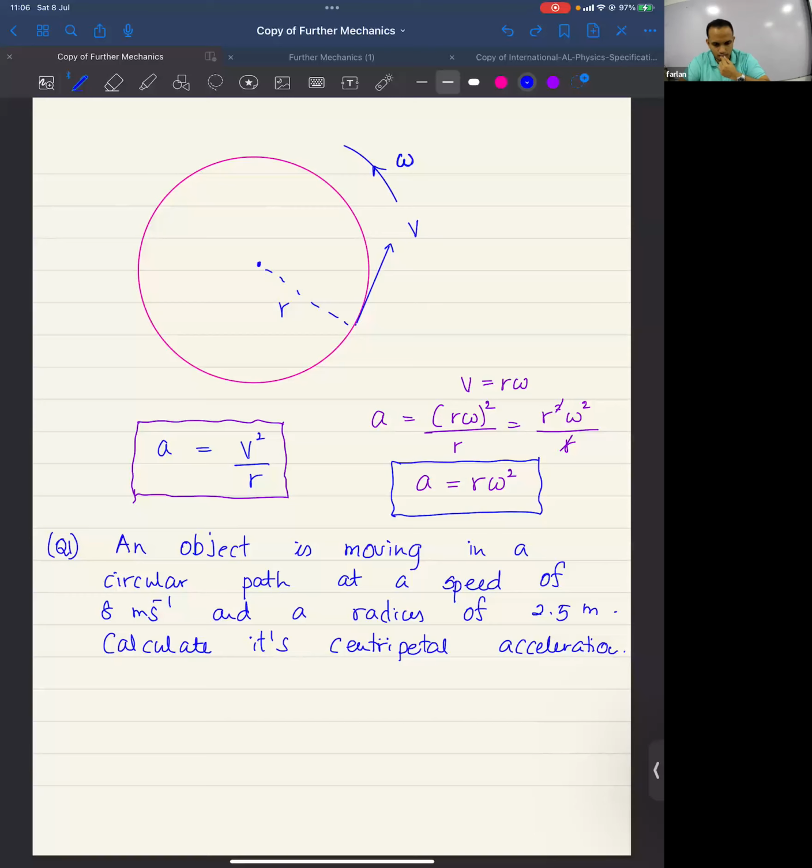What's the answer? So centripetal acceleration, we can use a equals v squared over r. V is 8, 8 squared over r, which is 2.5. How much is that? 25.6 meters per second squared. That is the centripetal acceleration.